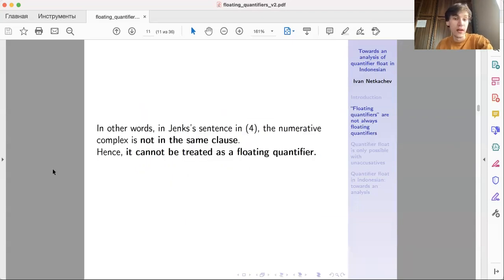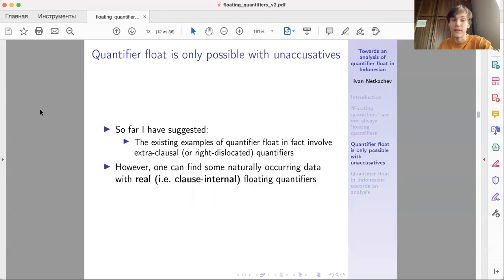In other words, in Jenks's sentence in 4, the numerative complex or the quantifier is not in the same clause as the noun, and it cannot be treated as a floating quantifier proper. And now the question arises whether there are any floating quantifiers in Indonesian at all. If the existing examples with floating quantifiers in fact do not involve the floating of quantifiers, well, maybe this language simply lacks floating quantifier constructions.